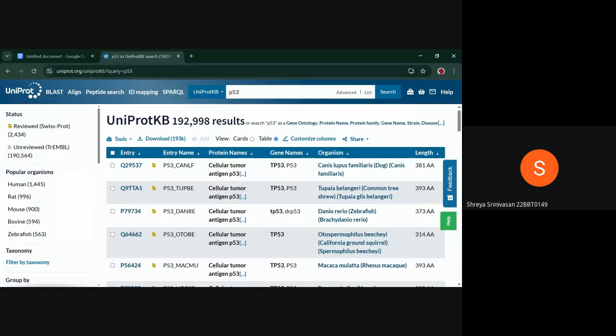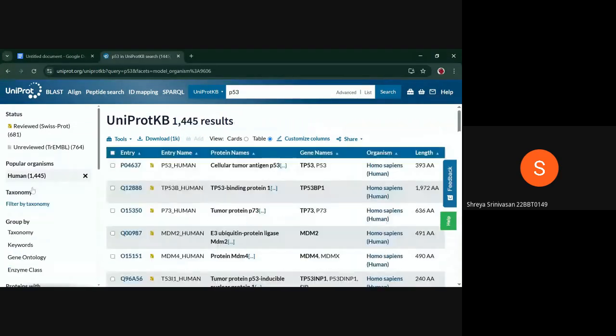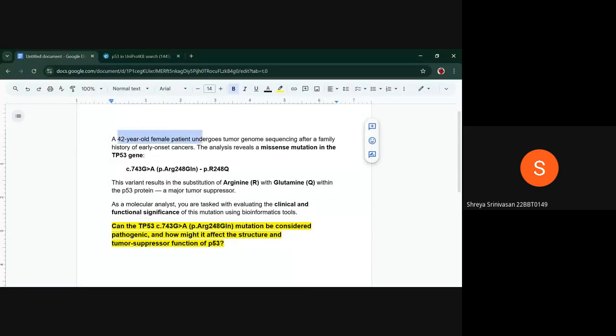Now, if you had noticed in the last class, I would have told you one very important thing to look at. Can anyone tell me what it is? It is basically the next step from here. Yes, click on human, exactly. You're absolutely right. So we need to go specifically to human so that we get the sequence only in the required organism, which is human. Because in our problem statement, we have a 42-year-old female patient.